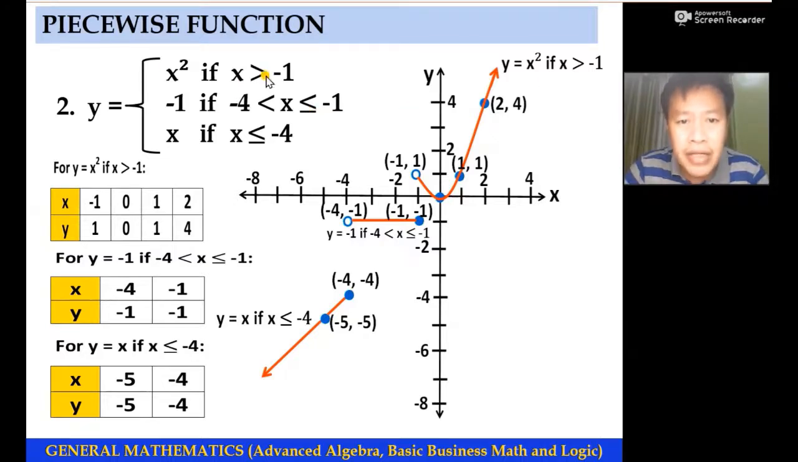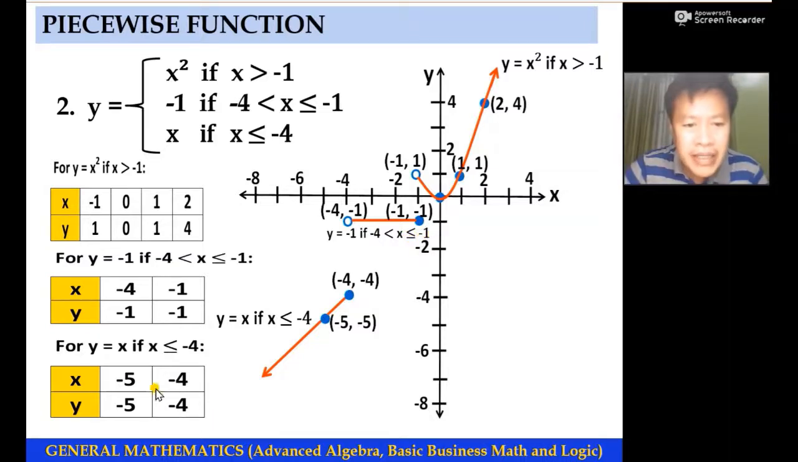because of this equal sign. If there is no equal sign, we have the open circle. If there is an equal sign, you are going to have the solid circle, signifying that this is a part of the set of points for that particular graph. And this is an open circle, signifying that this is not a part of the set of points of this graph because negative 4 is not a part of the domain of the second sub-function. This is a horizontal line given by y is equal to negative 1 if x is greater than negative 4 and x is less than or equal to negative 1.